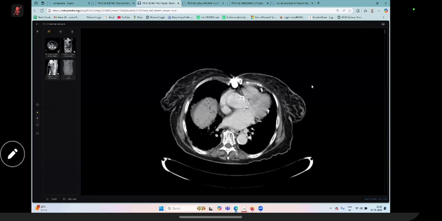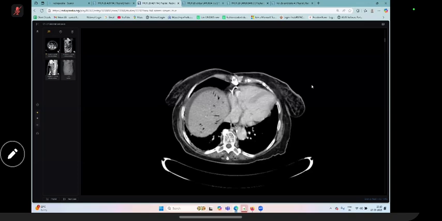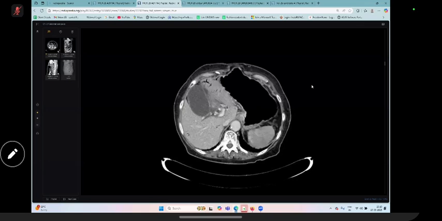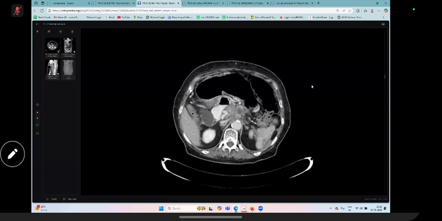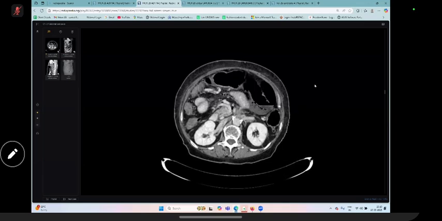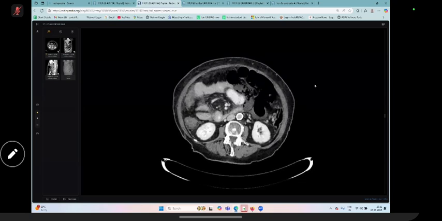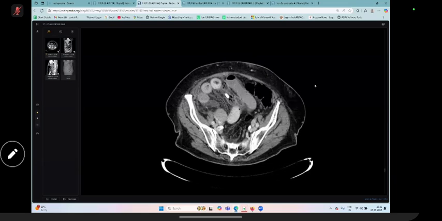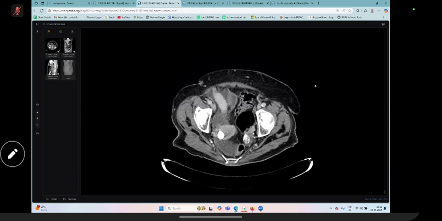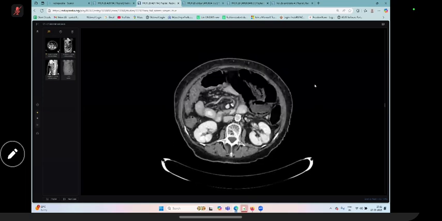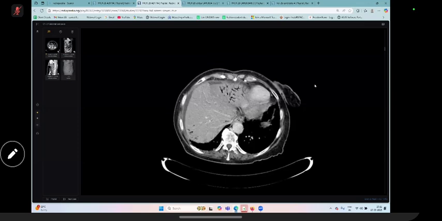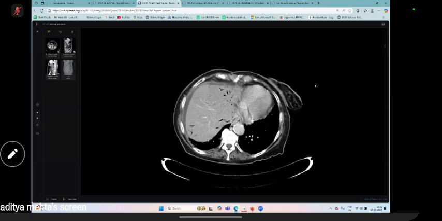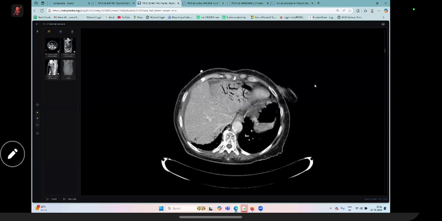Sir, I would like to start from the beginning. So this is a contrast enhanced CT abdomen in a 70-year-old female patient, in which I would like to take a moment to scroll through the entire study. Okay, sir, I would like to start the case now. This is an axial contrast enhanced CT abdomen in an adult patient. I can appreciate that there is portal venous gas adjacent to the liver.